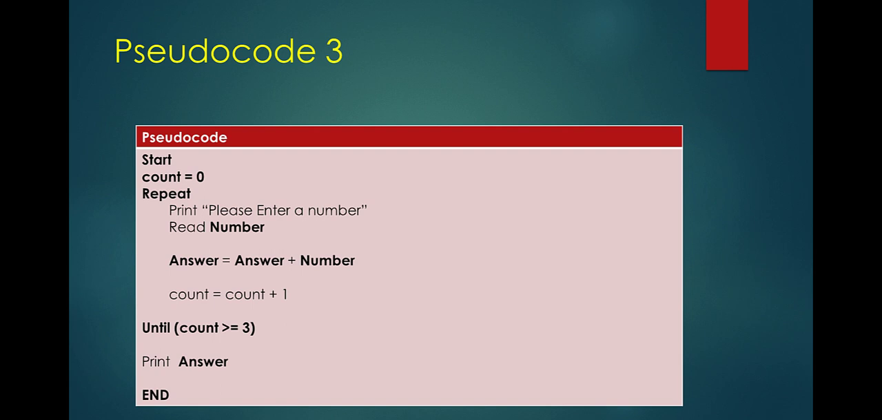So it does that 3 times based on the condition that we have at the bottom here, which says until the count is more than or equal to 3. So it goes through those instructions 3 times. And then on the 3rd time, it exits that loop, or that part of the code that indents, and then it prints out the answer that it has in memory to the user on screen.